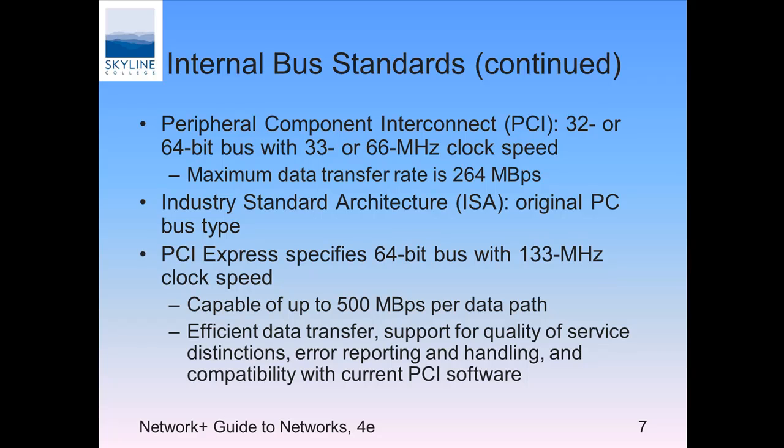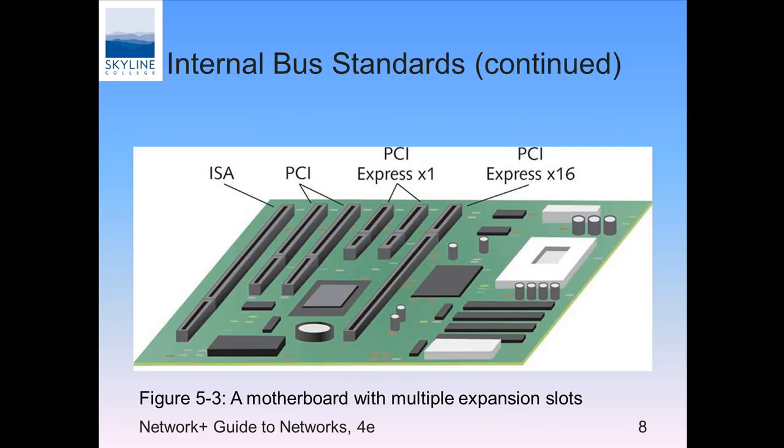500 megabits per second data path, that would be the first generation of PCIe. The second generation, I think, is a gig. The fourth is like 4 gig, nearly 4 gig. Those are things that you can look up.